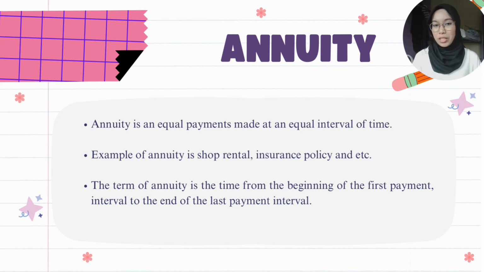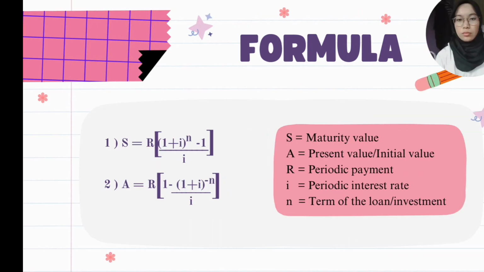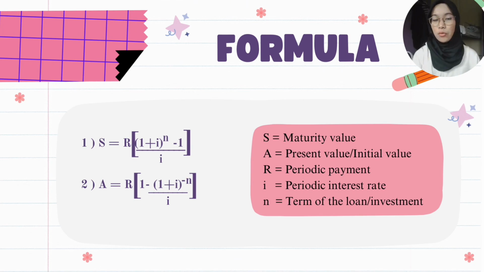Annuity is an equal payment made at equal intervals of time. Examples of annuity are short-term rental, insurance policy, installment payment, and etc. The term of annuity is the time from the beginning of the first payment interval to the end of the last payment interval. In annuity, there are two formulas that we need to know.